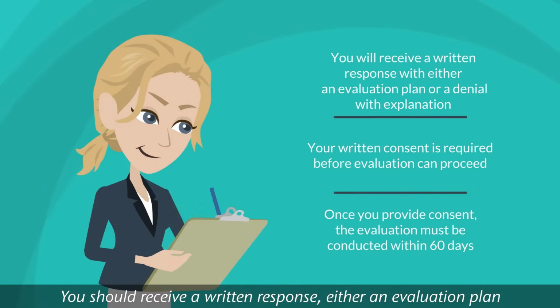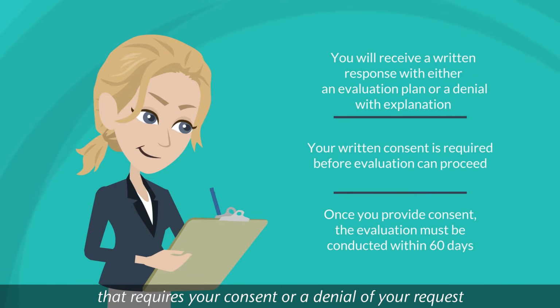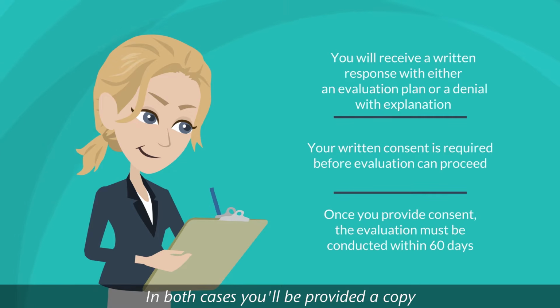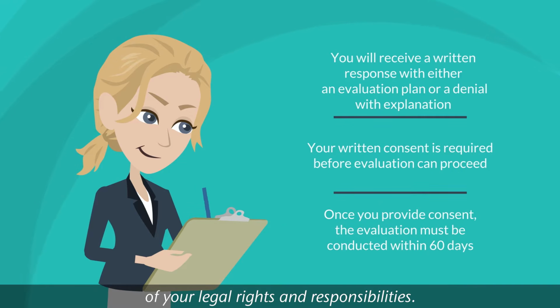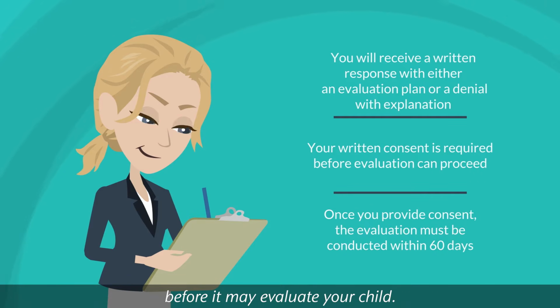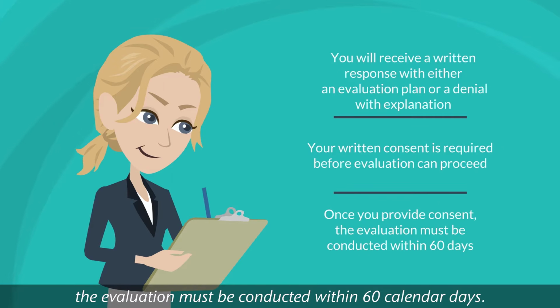You should receive a written response, either an evaluation plan that requires your consent or a denial of your request, giving the reasons why. In both cases, you'll be provided a copy of your legal rights and responsibilities. The school must ask for your permission and receive your written consent before it may evaluate your child. Once you provide that consent, the evaluation must be conducted within 60 calendar days.